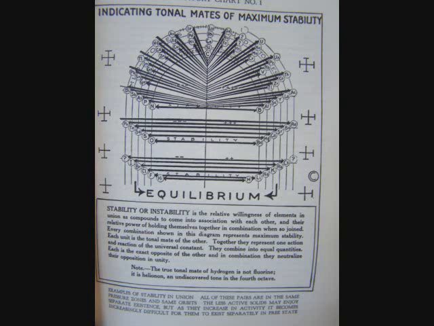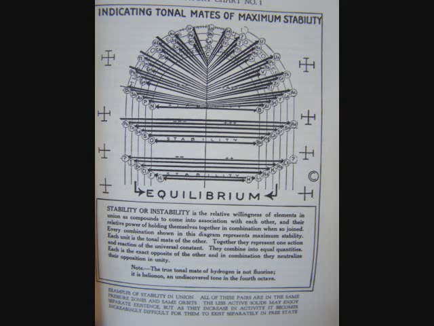Now to read a couple of the charts that have just gone by. This one is called Indicating Tonal Mates of Maximum Stability, Equilibrium. Stability or instability is the relative willingness of elements in union as compounds to come into association with each other, and their relative power of holding themselves together in combination when so joined. Every combination shown in this diagram represents maximum stability.